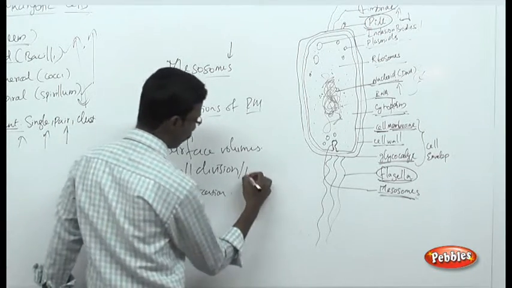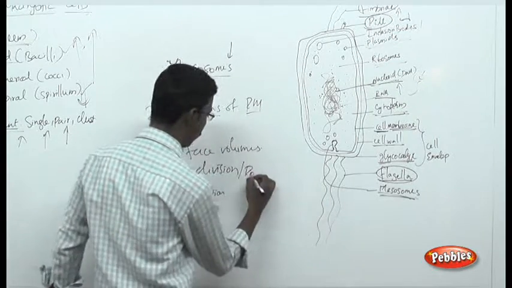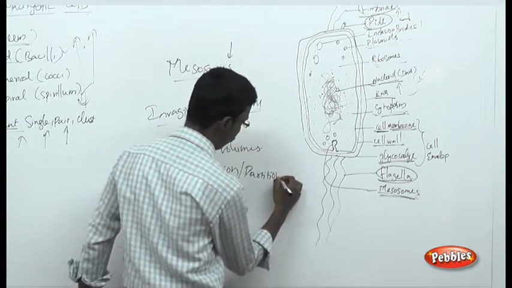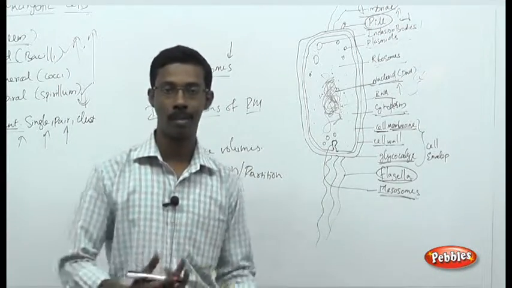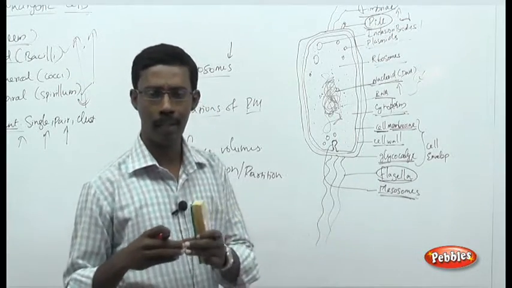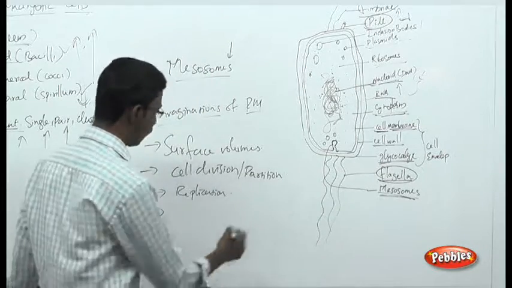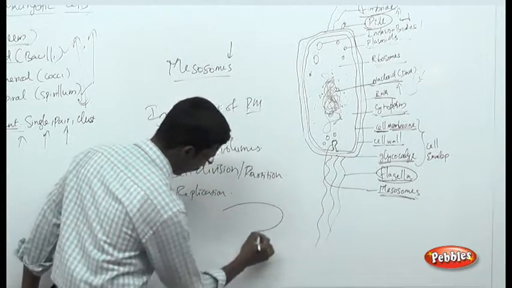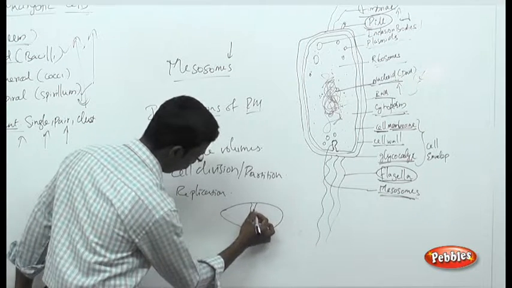Okay, cell division, exactly. They are participating in the equal partition of the daughter cells. So during the cell division, we are going to see the cell division details later in the particular unit. During the cell division, the cell is going to divide into two cells. It is going to happen like this. It is a single cell and the invagination happens like this.